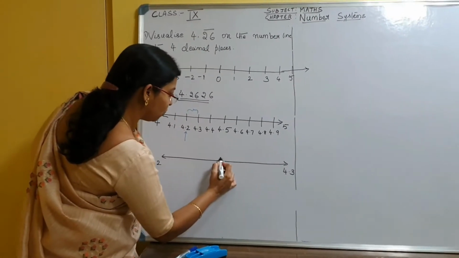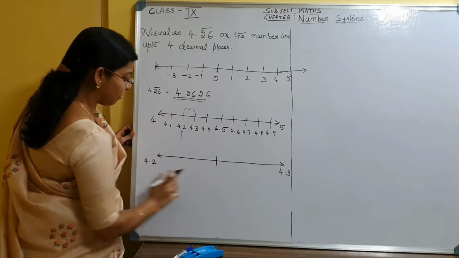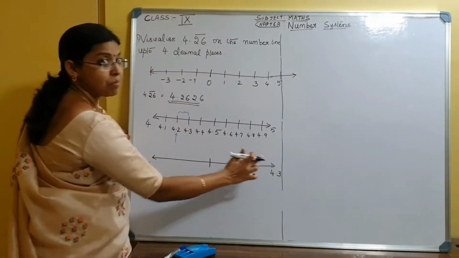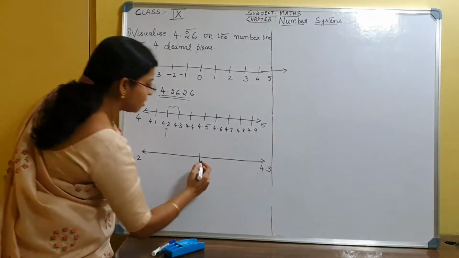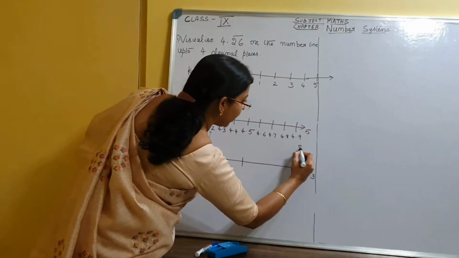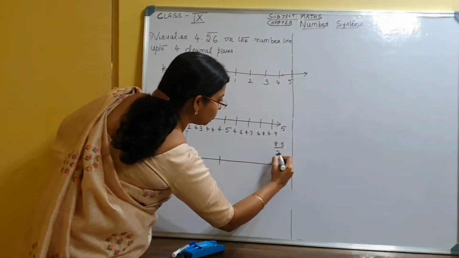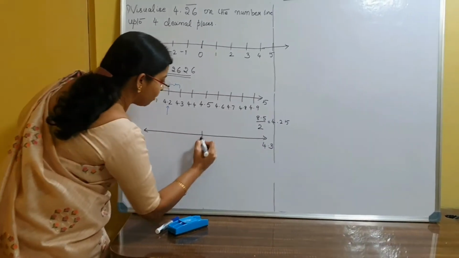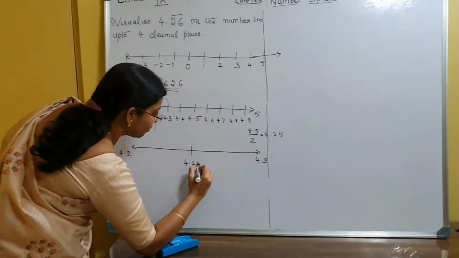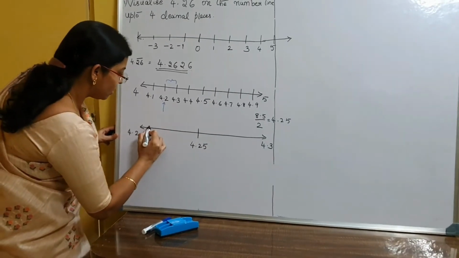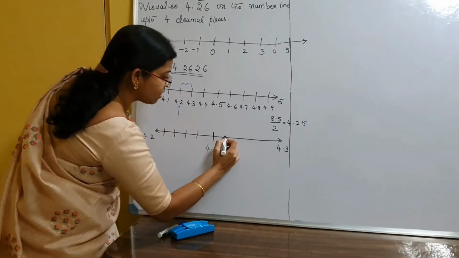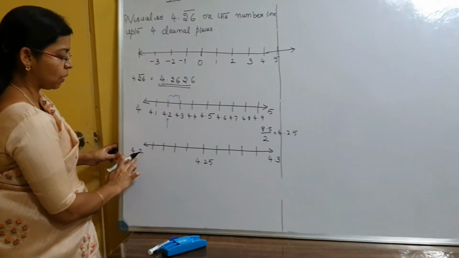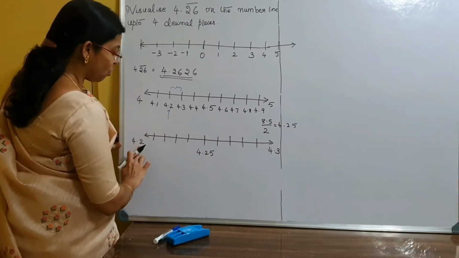Now what is the mid value? The midpoint for this number line where the limits are 4.2 and 4.3. 4.2 plus 4.3 is 8.5, divided by 2 will give you 4.25. So our mid value will be 4.25. Now draw the markings. 4 on the left hand side and 4 on the right hand side, because we know the limits: the starting point and the ending point are 4.2 and 4.3.